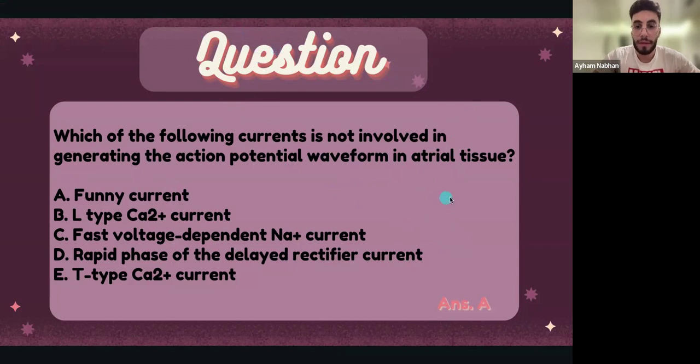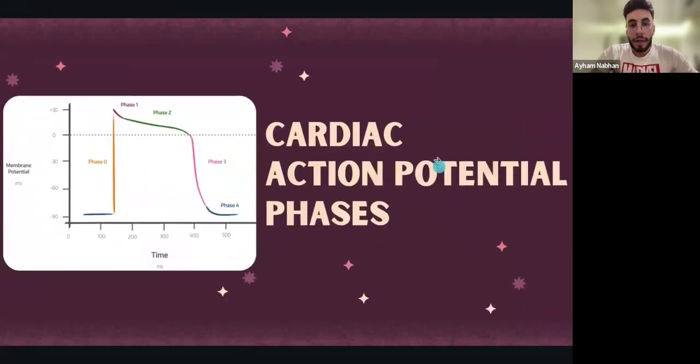Thank you, Muhammad. Now, yeah, exactly, because the funny current is only found in the SA node. Yeah, that's correct.